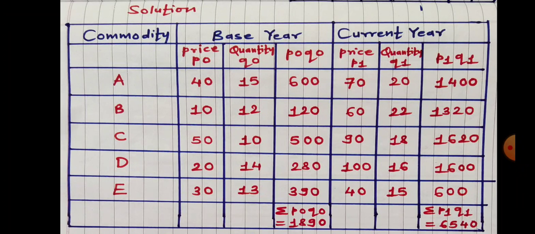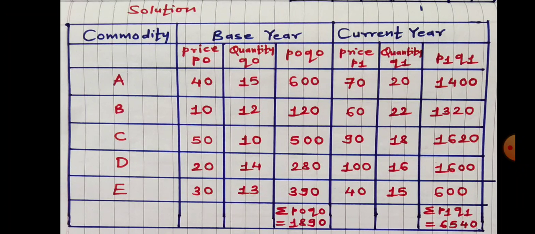So P0 into Q0. So 40 into 15, what do we get? 600. 10 into 12, what do we get? 120. 50 into 10, what do we get? 500. 20 into 14, 280. And 30 into 13, 390. Okay, after that we have to find out sigma P0 Q0. The summation of all prices and quantities in the base year, we get sigma P0 Q0. So 600 plus 120 plus 500 plus 280 plus 390, we get 1890.